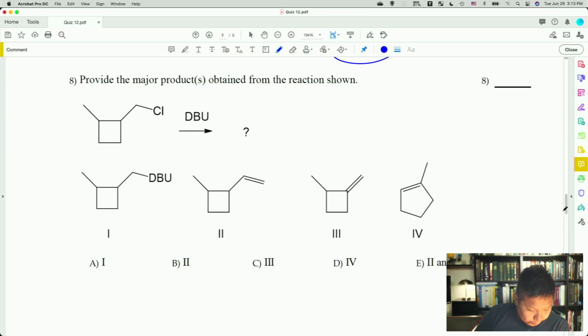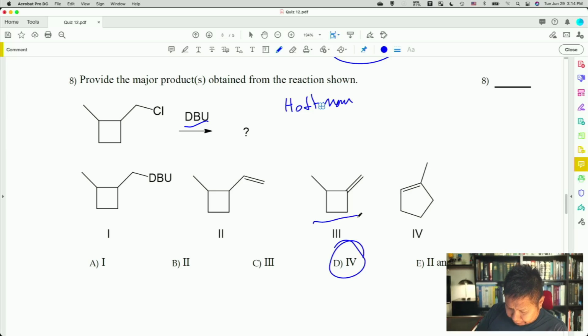So using DBU, we actually also get a Hoffman product. Hoffman, there we go, product. And so DBU can actually accomplish an elimination, right? And then you'll get a Hoffman product. And so the answer there would be D. It's the only one with a Hoffman product.